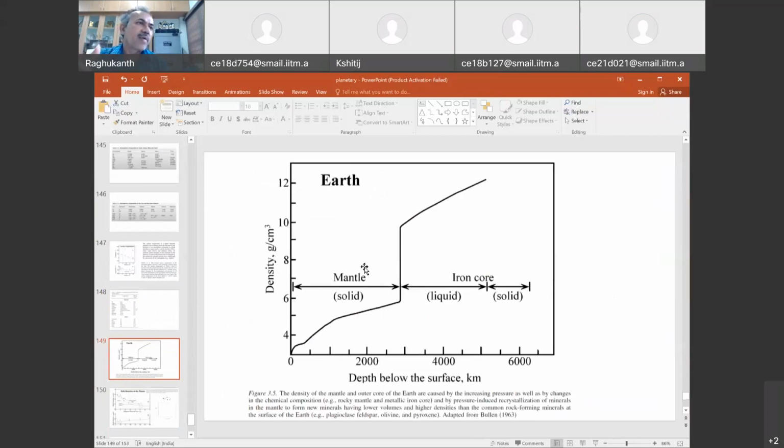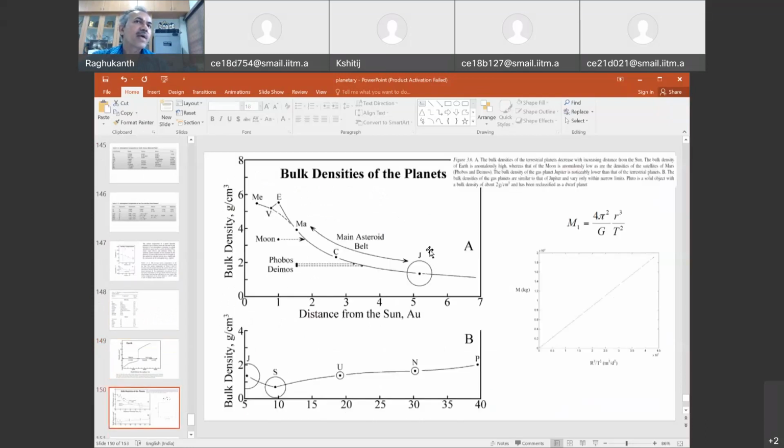Okay, like we have a crust, mantle, the liquid iron core, then the iron core, and of course the density of Earth increases with depth, and it goes up to, I think, a maximum of 12 grams per centimeter cubed, because of the high pressure at the center of the Earth itself. And then if you compute the bulk densities of the planets, the bulk density is just mass per volume.